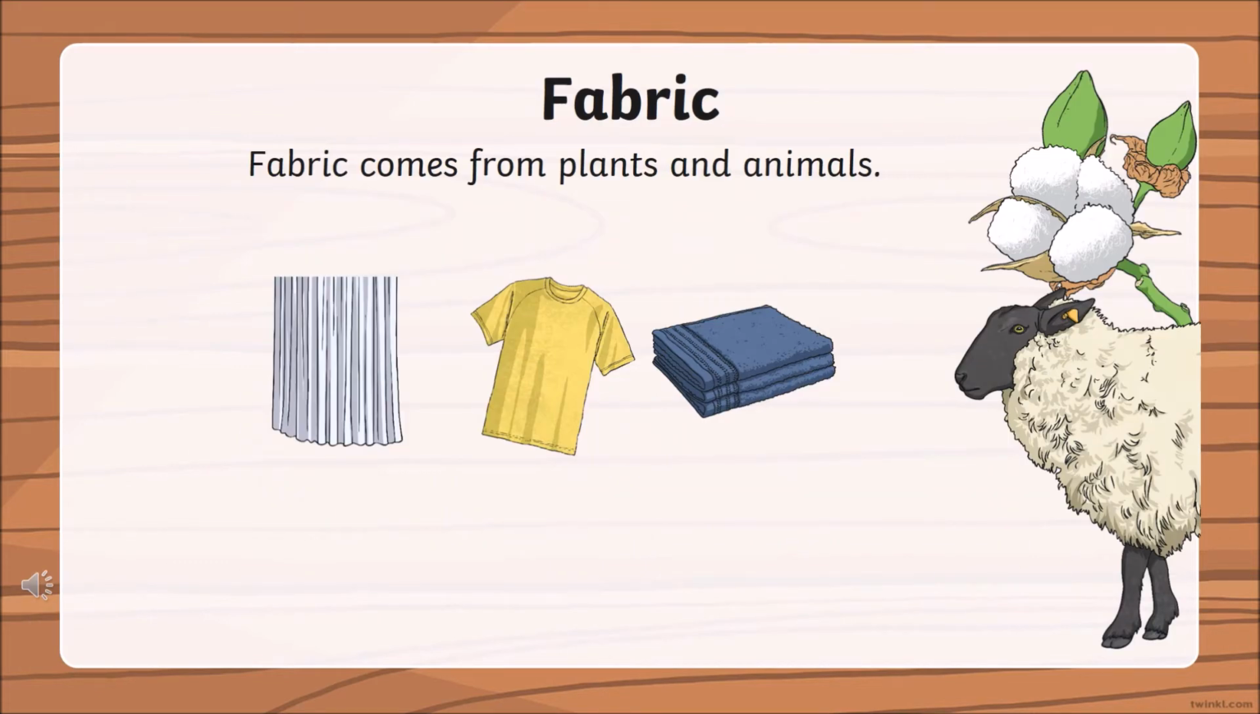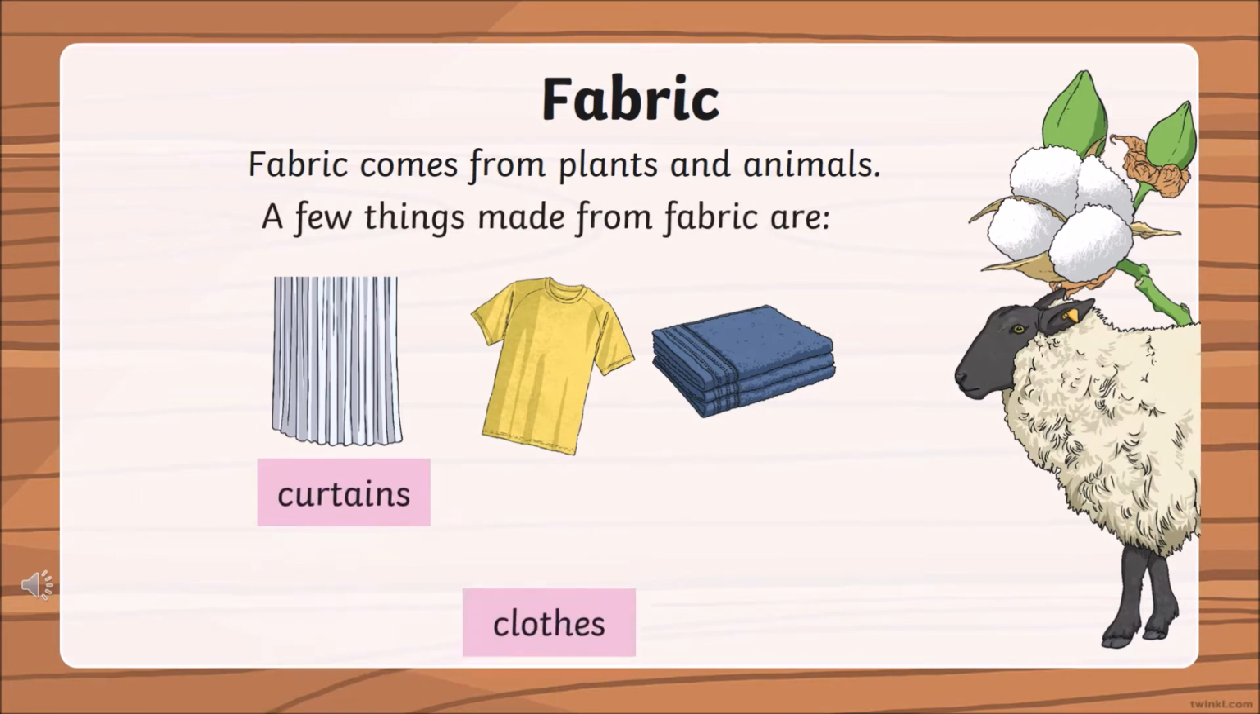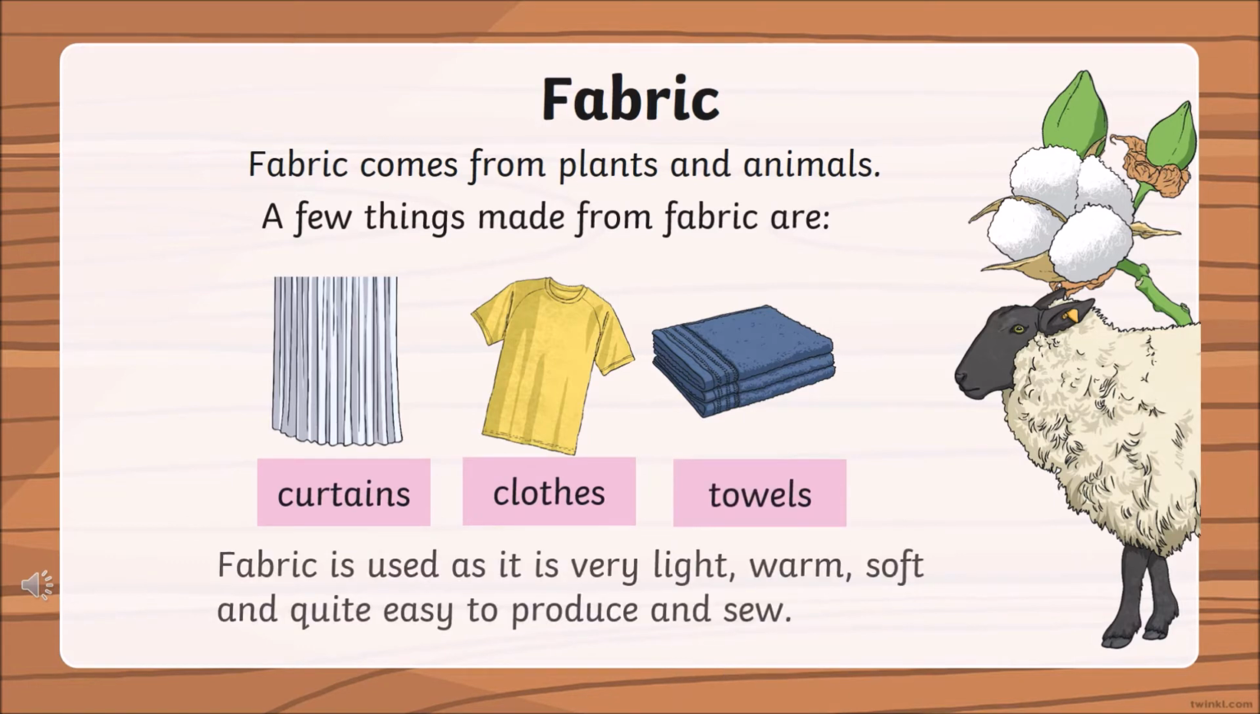Moving on to another material, we have fabric. Fabric comes from plants and animals. A few things made from fabric are curtains, clothes, and towels. Fabric is used as it's very light, warm, soft, and quite easy to make and sew.